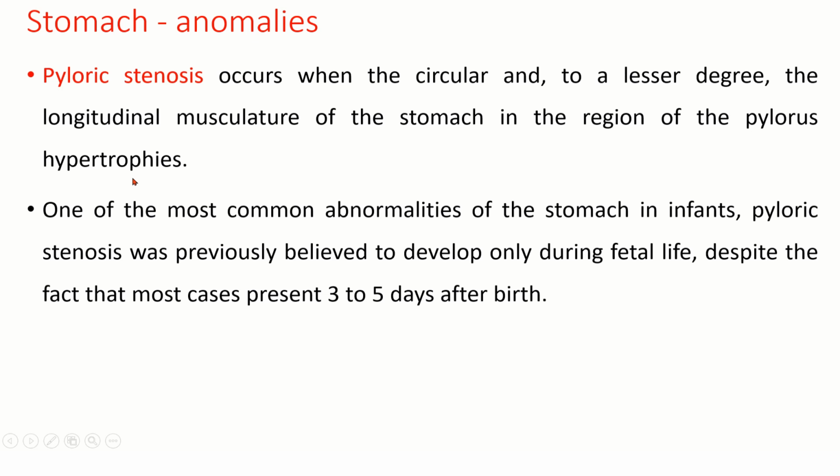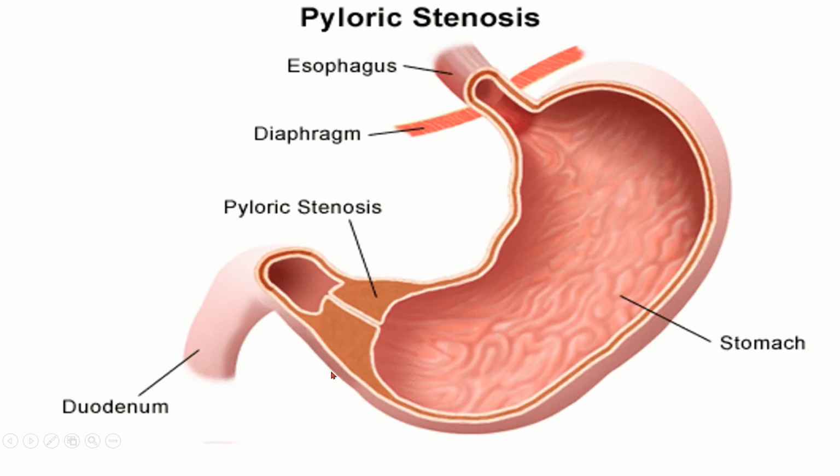So developmental anomaly for the stomach will be the most common, the pyloric stenosis, where circular and some part of longitudinal musculature of stomach in the region of pylorus will hypertrophy. So one of the most common abnormalities in infants. So earlier it was thought to develop during fetal life, but now they also say that it is presenting 3 to 5 days after birth due to treatment with some drugs like erythromycin.